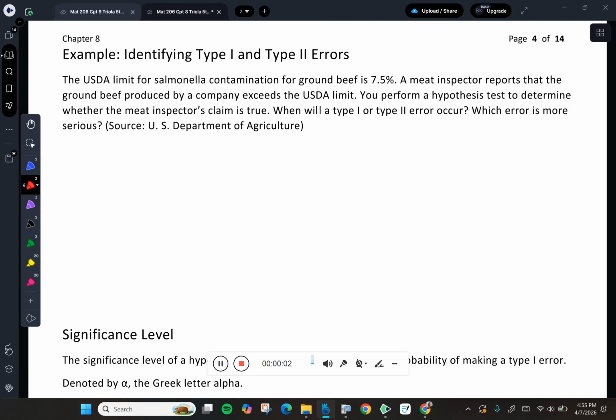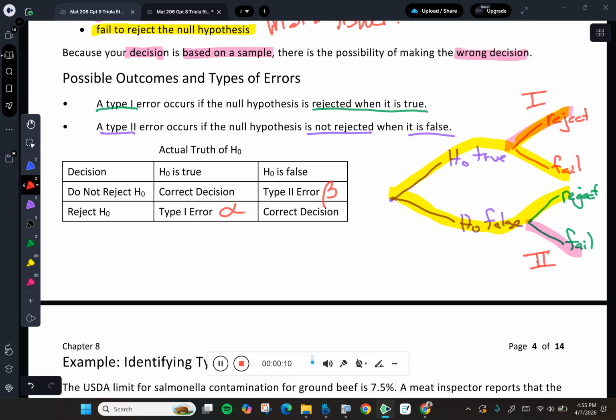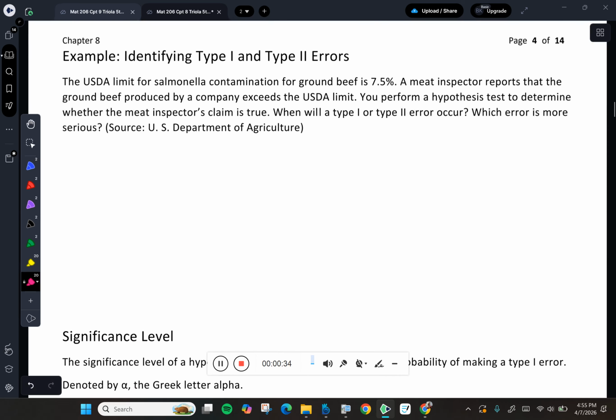All right, welcome back. This is part two of section 8.1. We finished up part one by talking about the reality of hypothesis testing and how we're going to make mistakes. Mistakes are going to happen. There are two types of mistakes that can happen, a type 1 error and a type 2 error. A type 1 error is when the null is rejected, but we shouldn't have because the null was true. A type 2 error is when the null is not rejected, when it was false, and we should have rejected it. Okay? All right, so let's take a look at what that means.